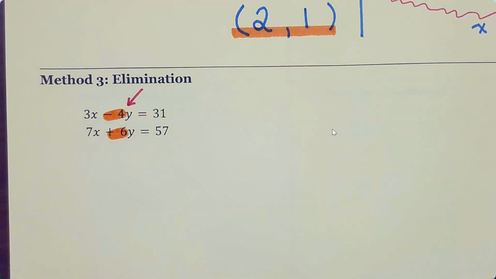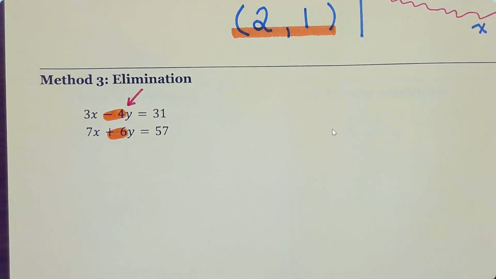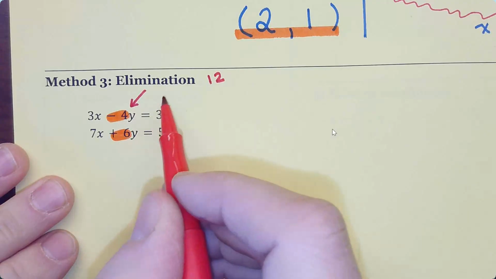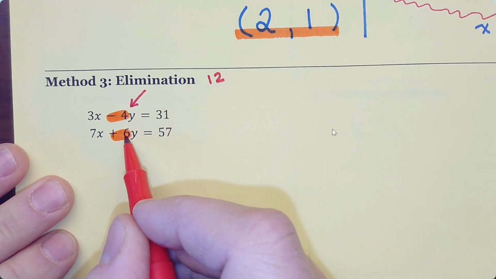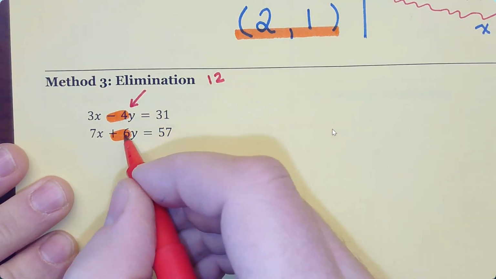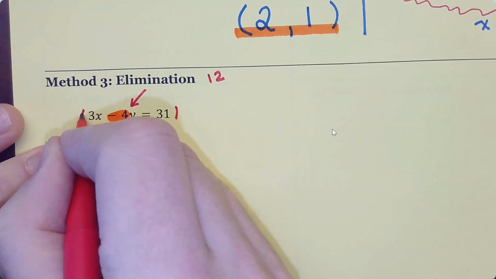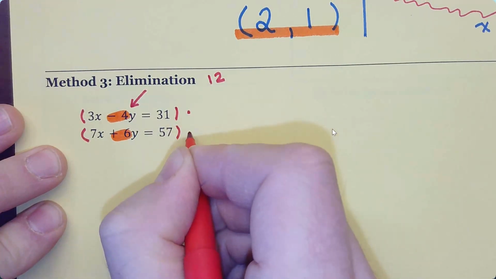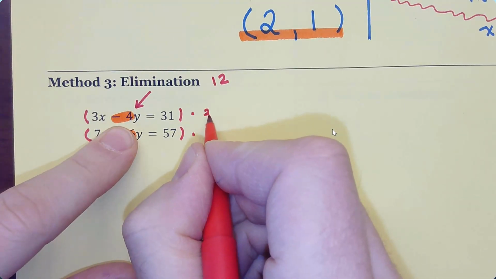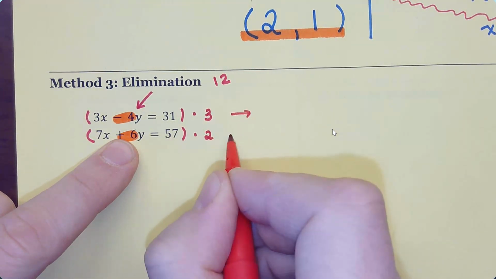And so you want to think, what is a number that has both 4 and 6 as a factor? And the number I'm coming up with is 12, right? Sorry, I said that wrong. 4 times 3 is 12, and 6 times 2 is 12. So these are both factors of 12. And then what I'm going to do is I'm going to take both equations and I'm going to multiply each by something to make 12s. So in this case, I'm going to multiply by 3. In this case, I'm going to multiply by 2. Let's see what that does.